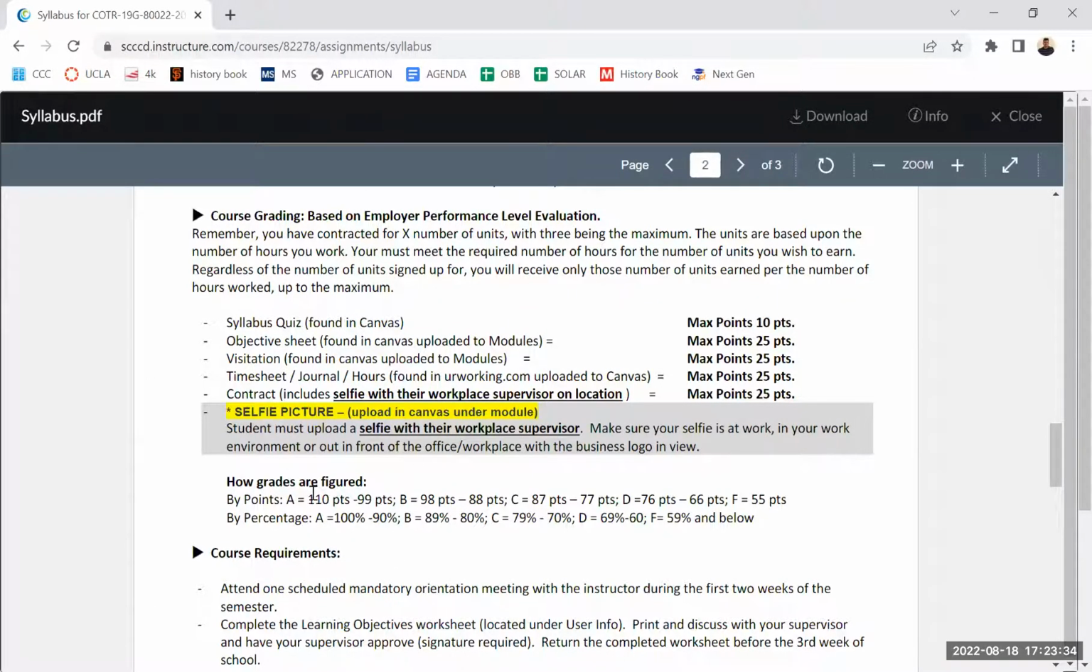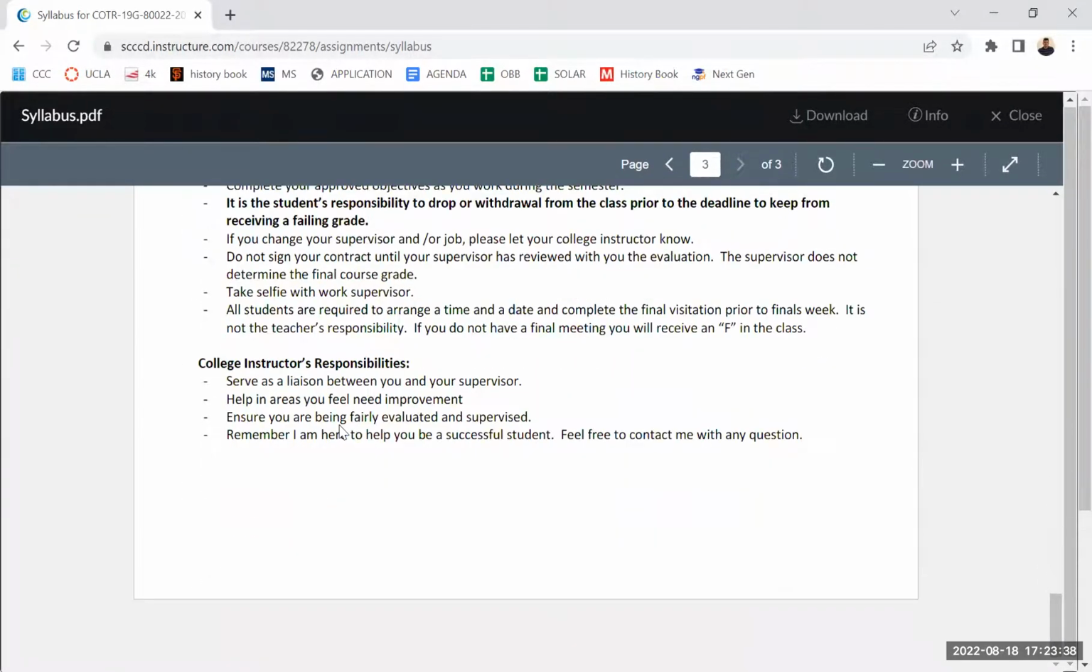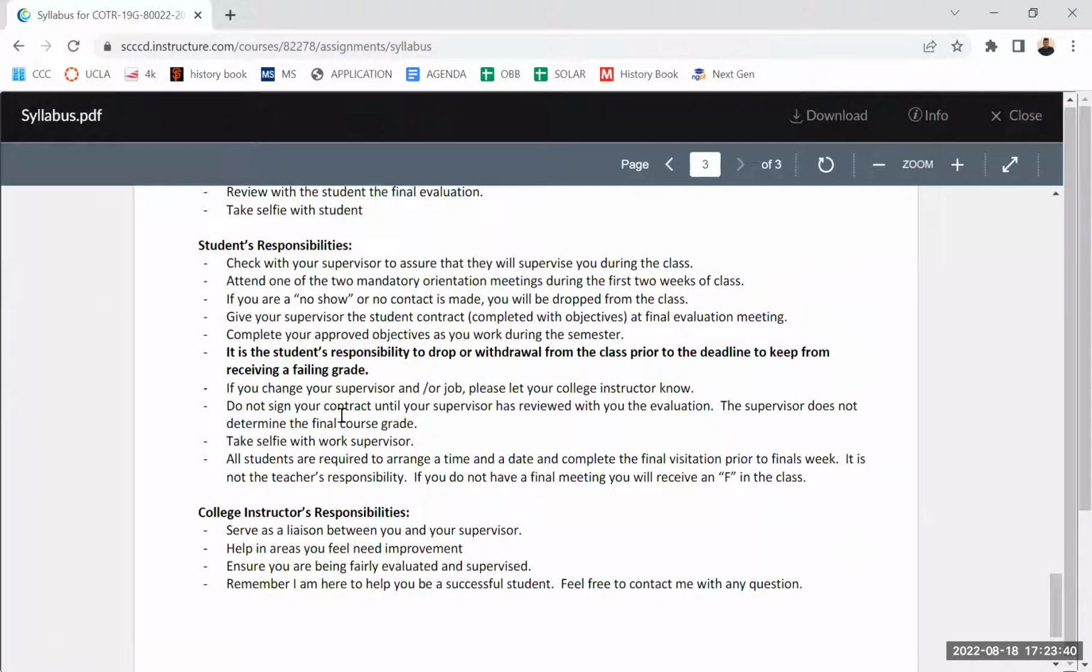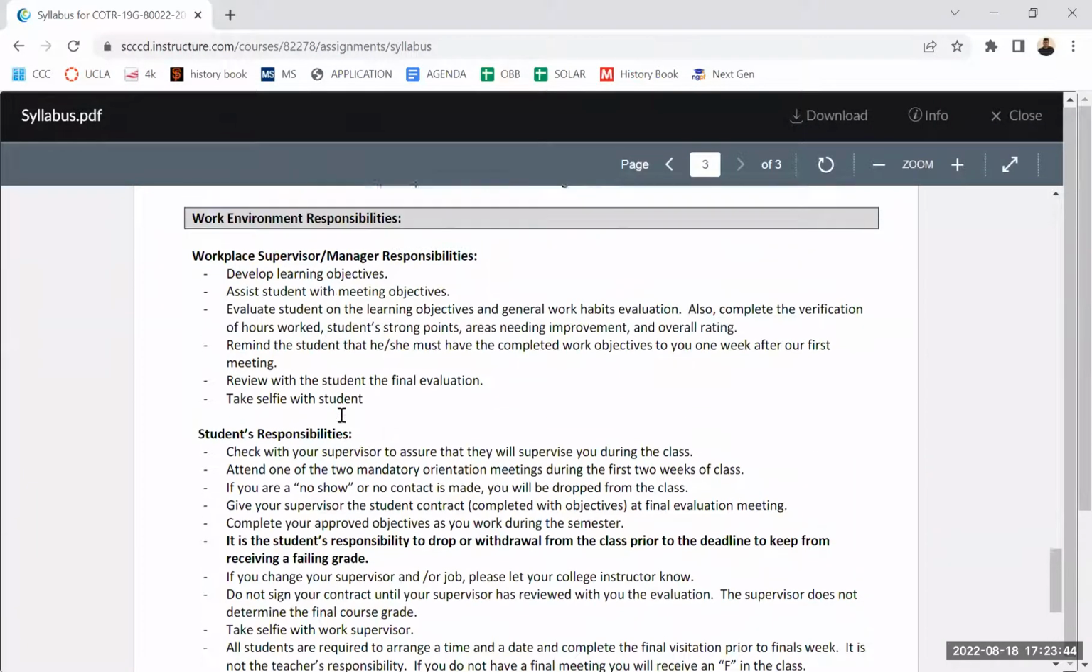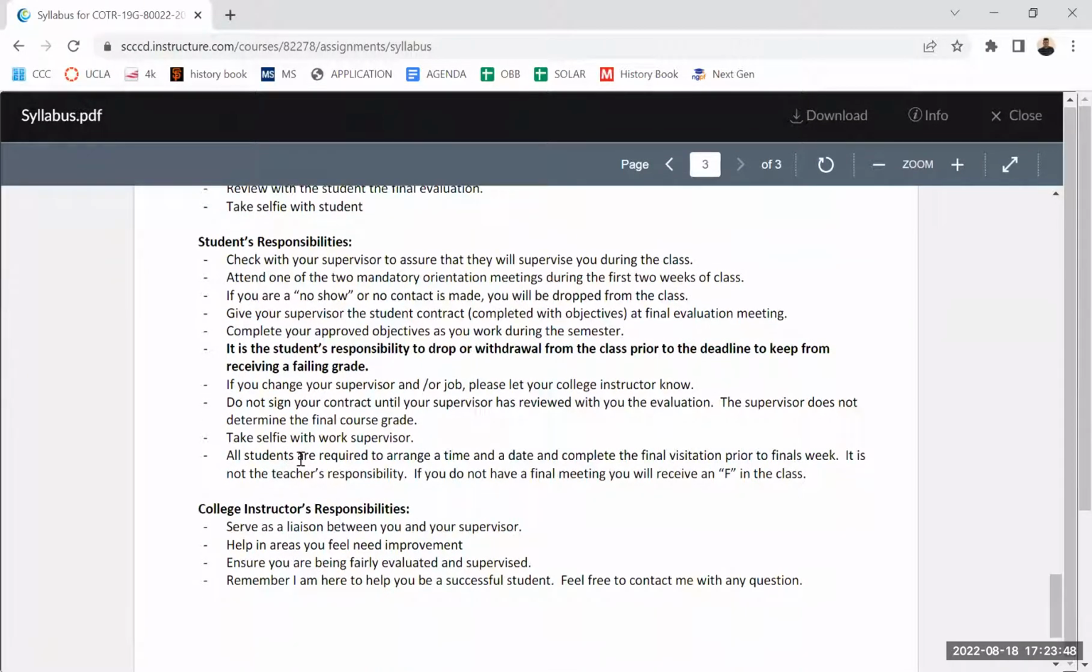All over the syllabus, you're going to see where it talks about, at the very end of the course, you need to set up this visitation and take responsibility for making this happen. Like right here, all students are required to arrange a time and a date and complete the final visitation prior to finals week. It's not the teacher's responsibility.